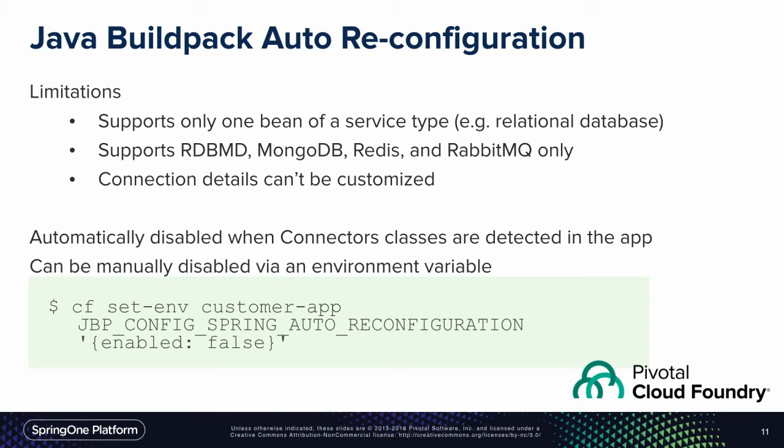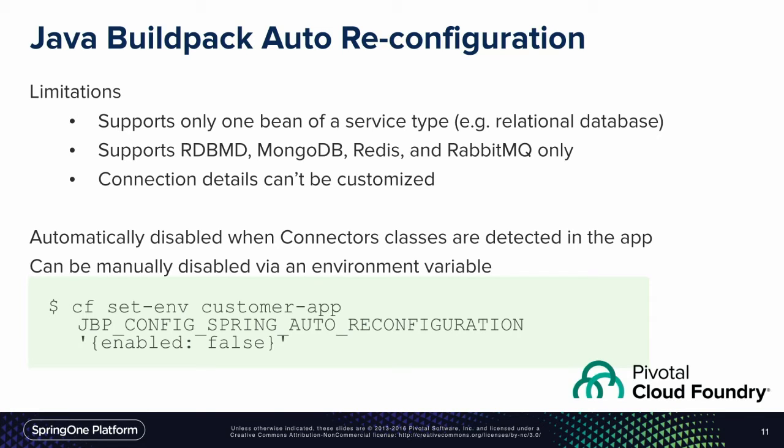Otherwise, MongoDB, Redis, and Rabbit are the other types. It's limited in the types of services it can support. It can only support these ones you see up here. So all those connectors extension libraries that I mentioned, SAP HANA, Bluemix, Gemfire, Amazon AWS S3, it doesn't know how to do any auto reconfiguration of that. So that's another limitation. And the third limitation is you can't customize any of the connection details, like connection pooling values and things like that. You can't tweak any of that.